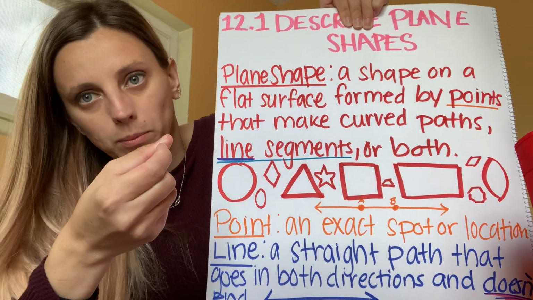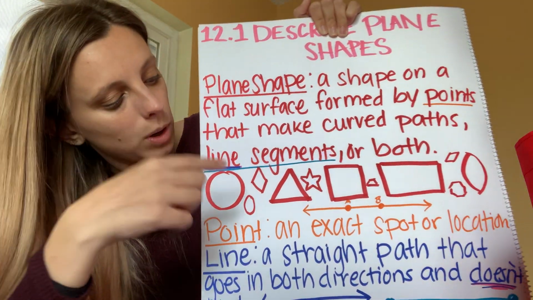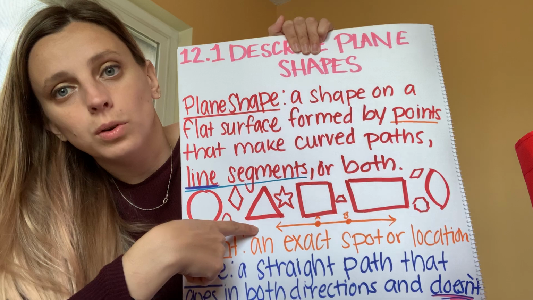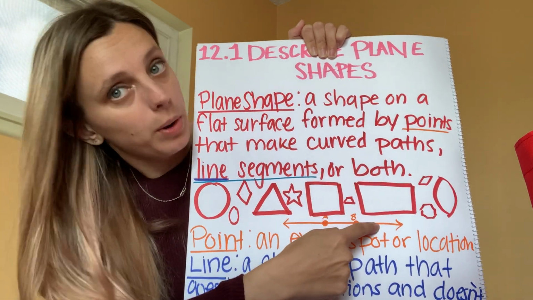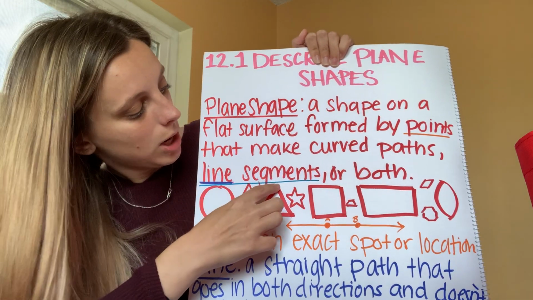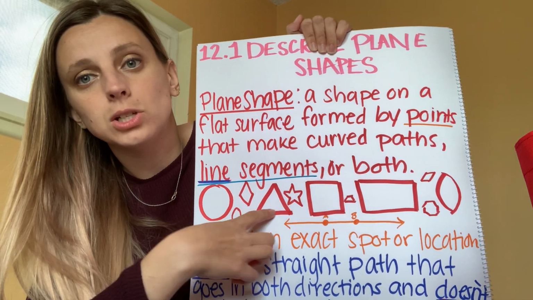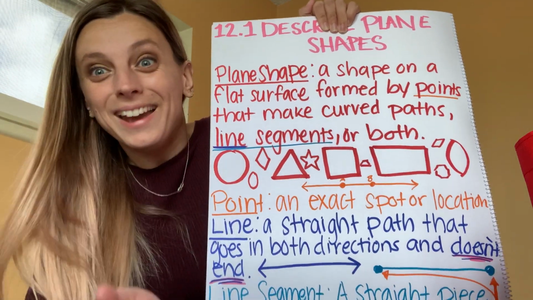Now, what is a point? When they say a point, they just mean an exact spot or location. So when we look at a number line, for example, we put our spots on our number line, correct? Those are points, and we use points in shapes to help us talk about where lines start and where lines end. But what is a line, right?